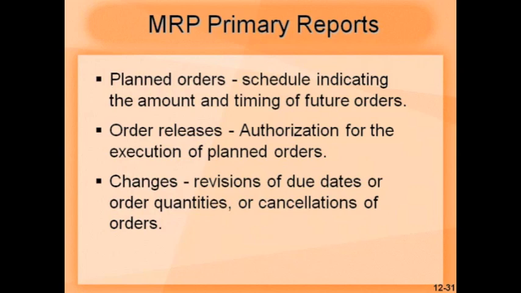Now coming to MRP primary reports. In that overview, there were 2 basic categories, primary and secondary. This is the first one. In the primary reports, we have what are called planned orders, a schedule indicating the amount and timing of future orders, whatever has come from the customers. And then there are order releases, authorization for the execution of planned orders. Planned orders are just orders which have been planned, but somebody has to execute them. For example, if a purchase order has been planned for the third week of a month, then when the third week comes, somebody has to place that purchase order to the appropriate supplier. So that execution is also needed. And then it also has changes, revisions of due dates, order quantities, or cancellation of orders.